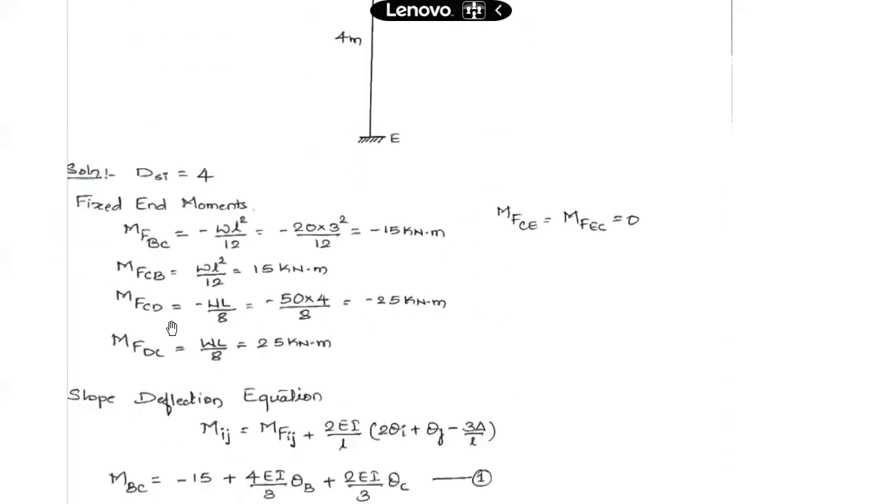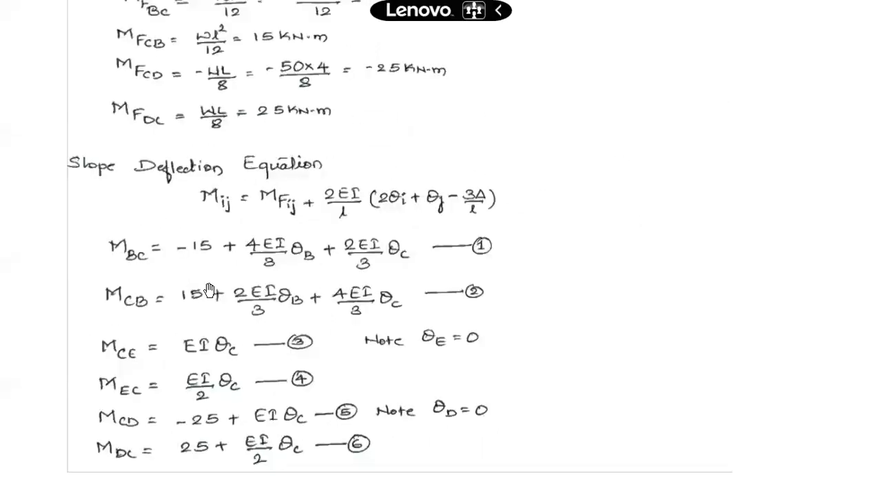So what is the fixed end moment? Minus 25 and plus 25. These are the fixed end moments which we have calculated. Now how are you going to read this equation? I'm dealing with member CD, so I and J will now represent C and D. MCD will be equal to MFCD plus 2EI by L into 2 times theta C plus theta D minus 3 delta by L.